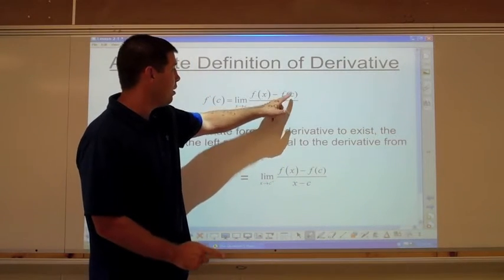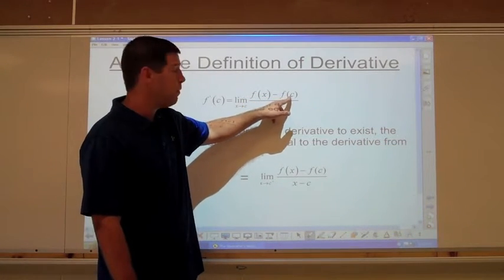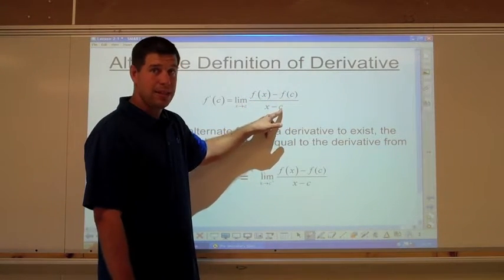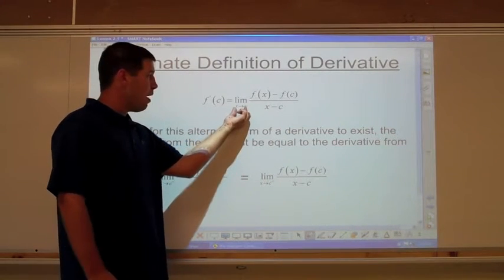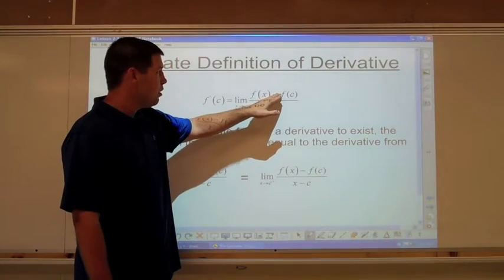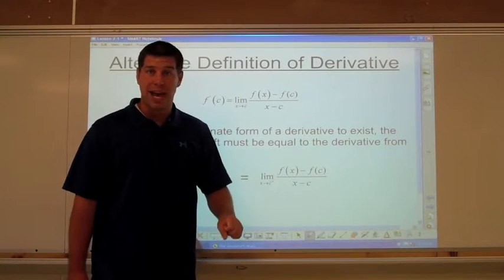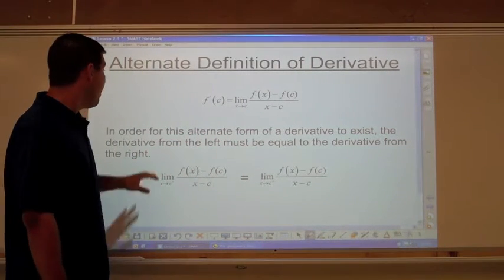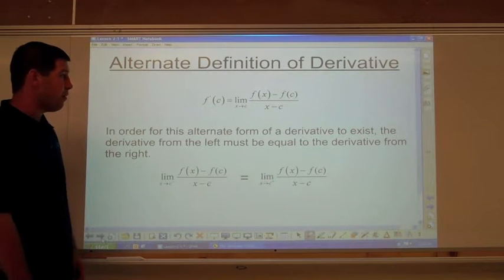The value of the function at x minus the value of the function at c over x minus c, whatever that constant is. Same idea. The limit as those two x values get closer and closer together, as you take your slope of your secant lines, difference of the y's over difference of the x's. In order for this alternate form to exist, the derivative from the left must equal the derivative from the right.